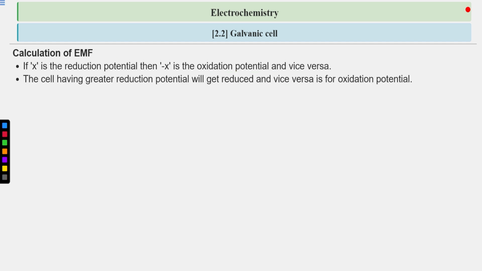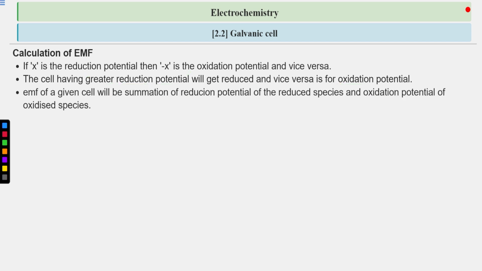The cell having greater reduction potential will get reduced, and vice versa for oxidation potential. So if any cell is having the greater reduction potential, that means it will get reduced. Okay, and if it is having the greater oxidation potential, it will get oxidized.